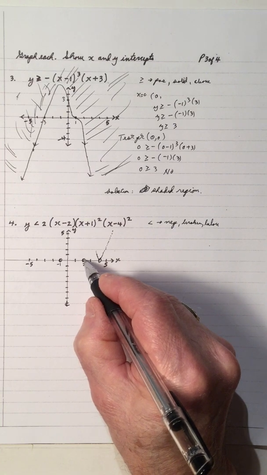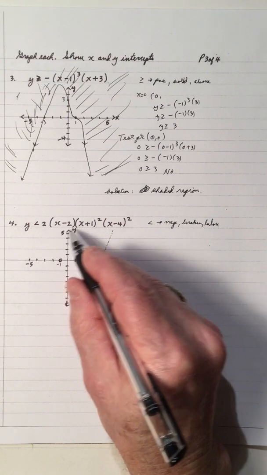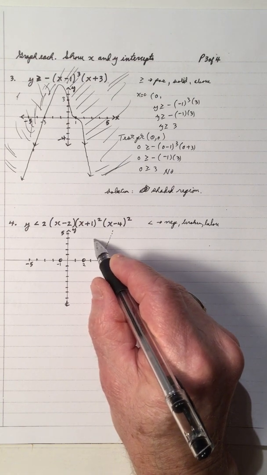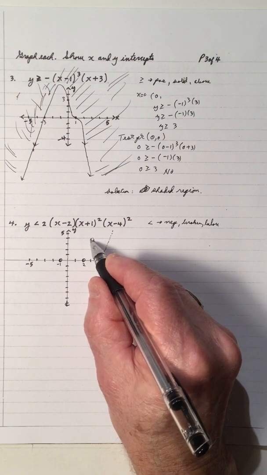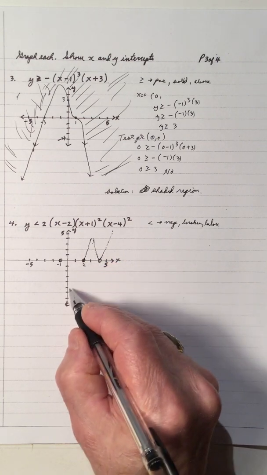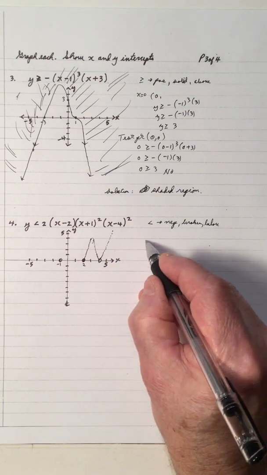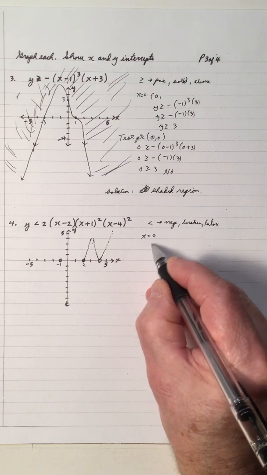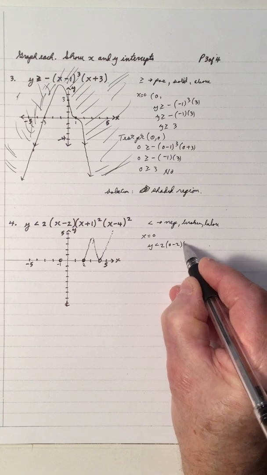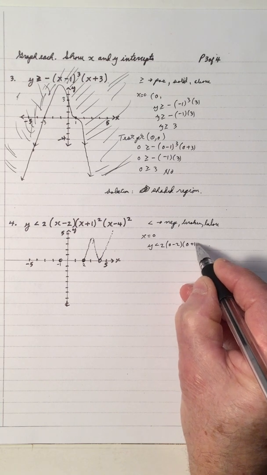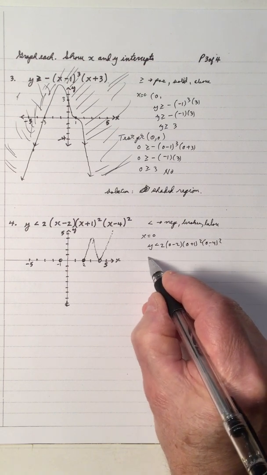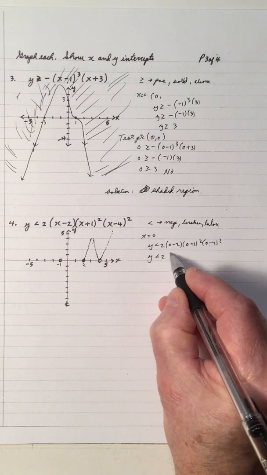And at 2 is linear, so I go back up. I have to come on down, bend, and go down through. And how far down do I go? Well, I'm going to let x equal 0. So y is less than 2 times 0 minus 2, 0 plus 1 squared, 0 minus 4 squared.